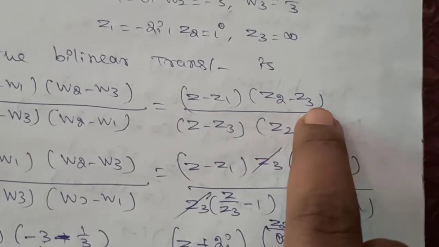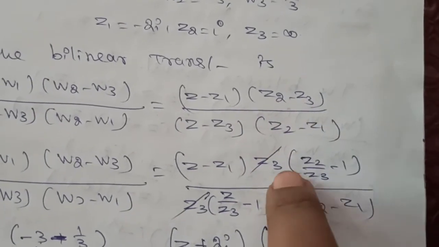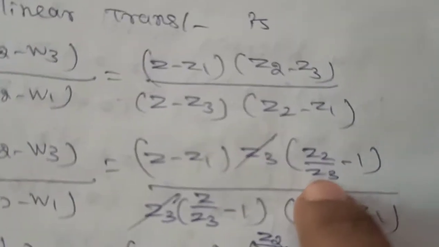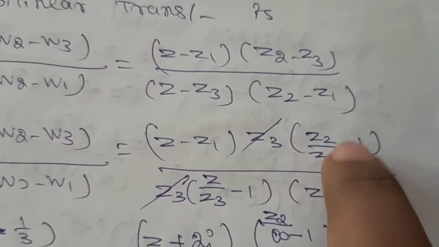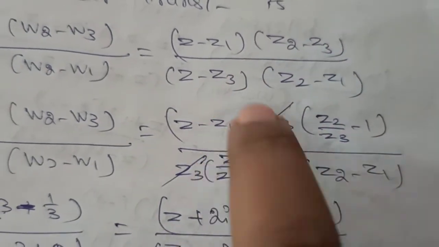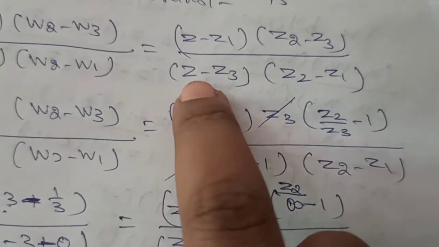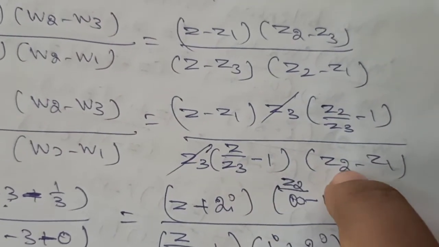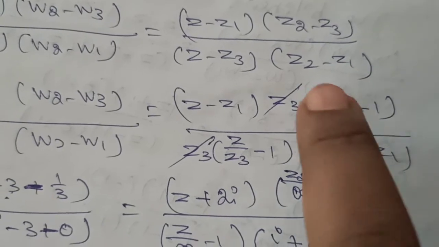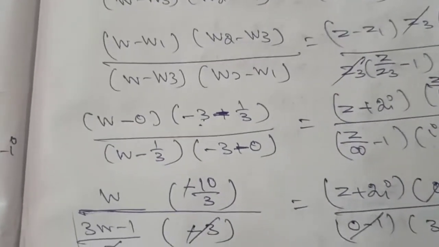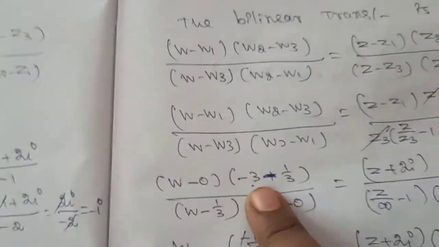In this formula, the numerator has z3, so take z3 outside: z3 into (z2 divided by z3 minus 1). In the denominator, also take z3 outside: z3 into (z divided by z3 minus 1) into (z2 minus z1). Here the z3 values cancel. Then substitute all the values of z and w in this equation.